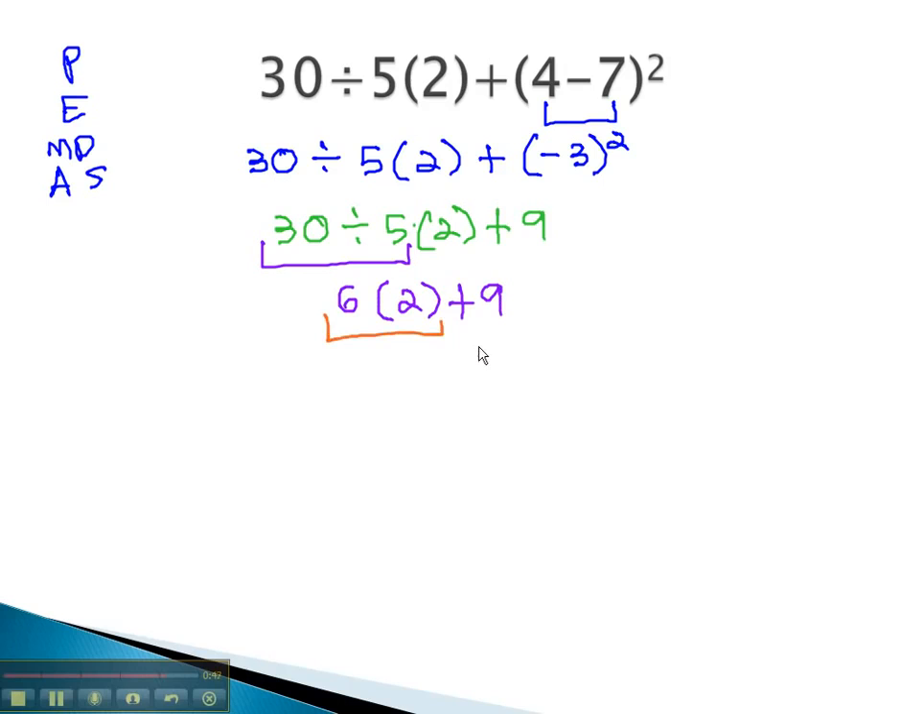Still multiplying. 6 times 2 is 12 plus 9. And finally, the addition to finish off the problem. 12 plus 9 is 21. And that completes the problem. If we keep in mind the order of operations, please excuse my dear Aunt Sally, or PEMDAS, we can simplify many different expressions.